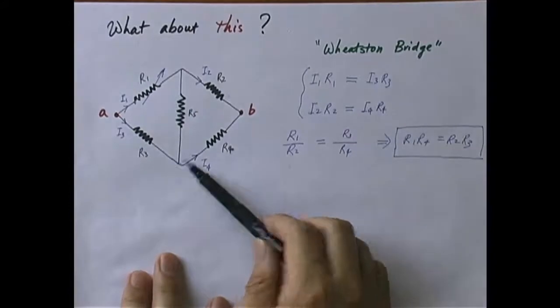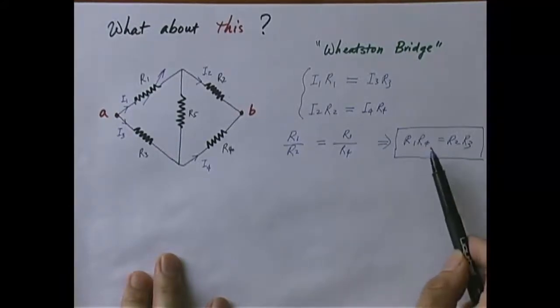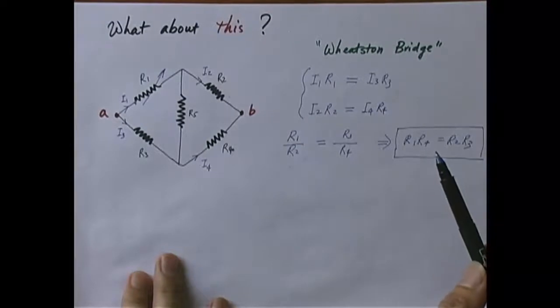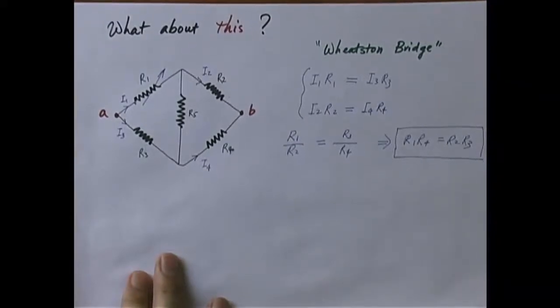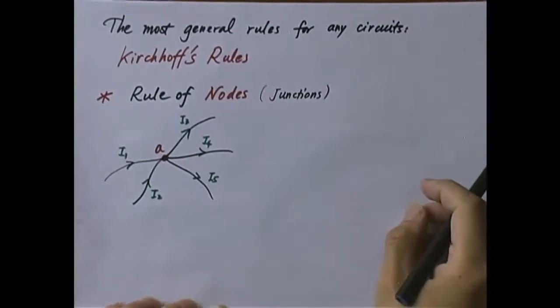The bridge is balanced. That equation must apply. You know R1, you know R2 and R3. You can solve for that unknown resistor, R4. So this is a way to measure an unknown resistance. Okay, that was just a special case when the bridge was balanced.